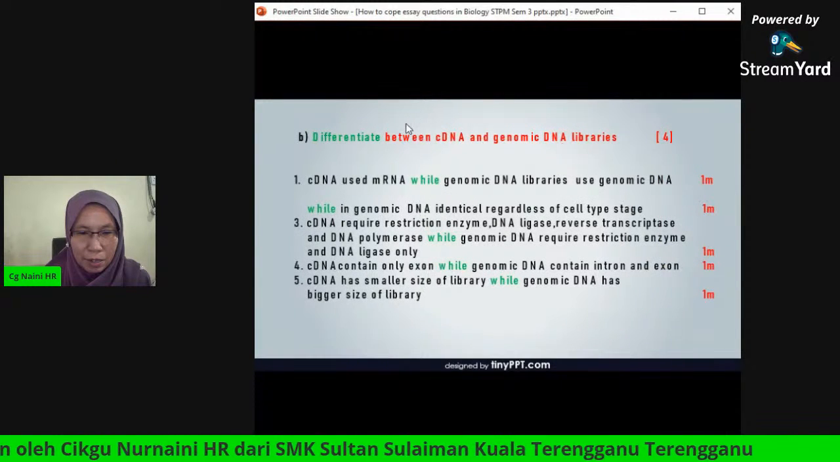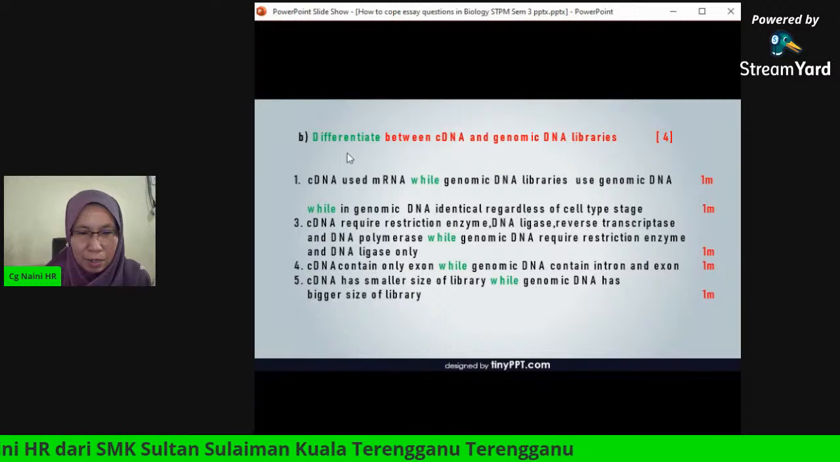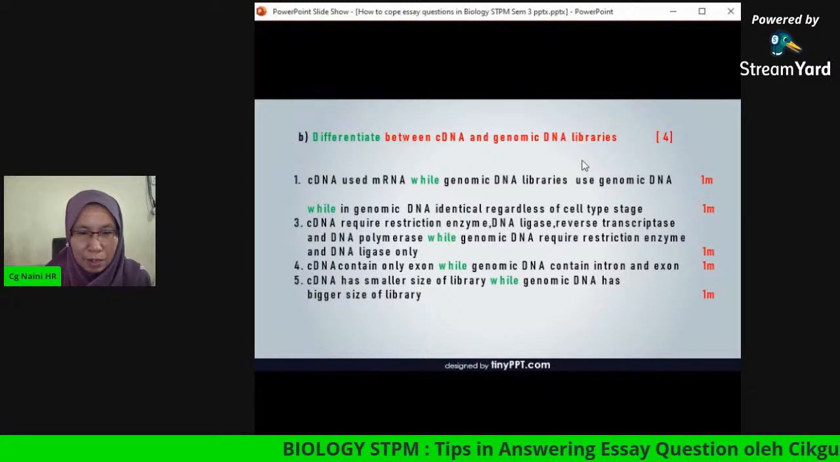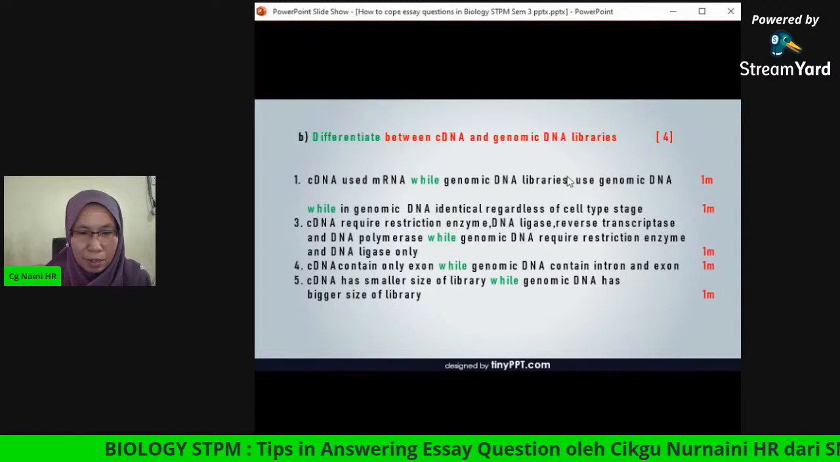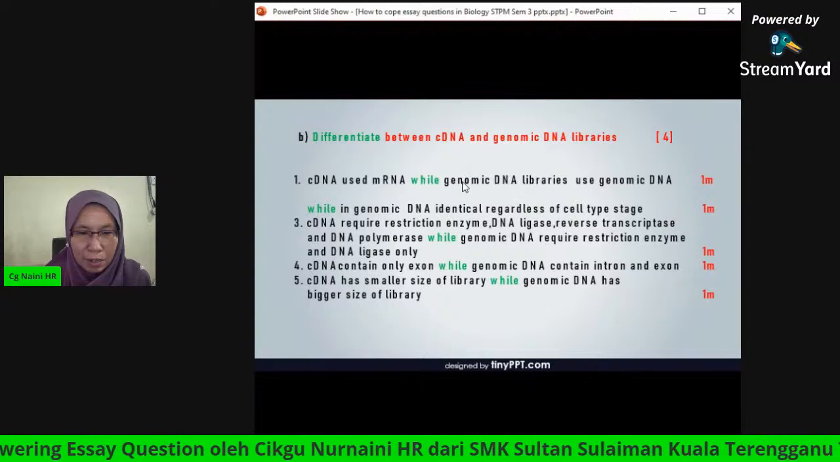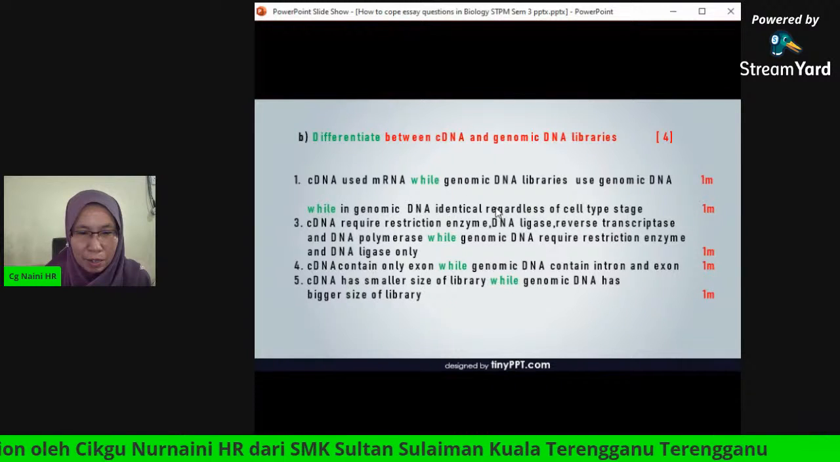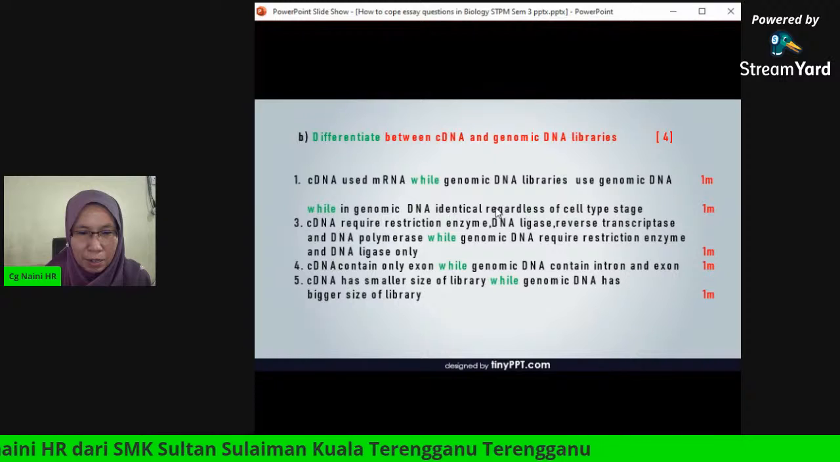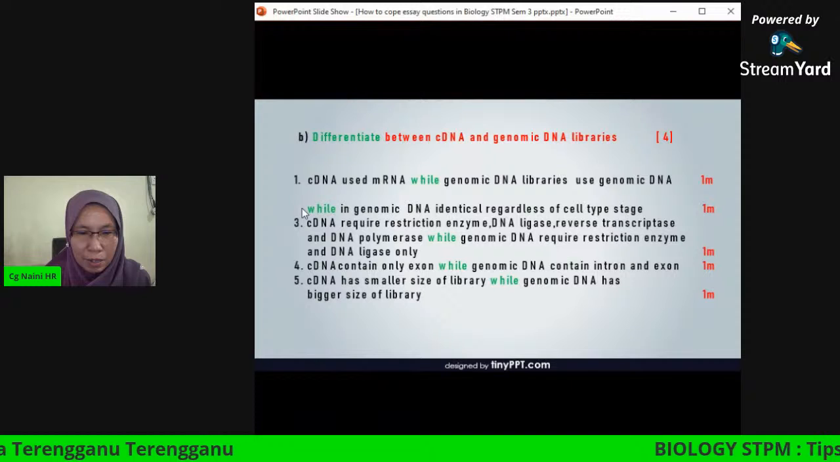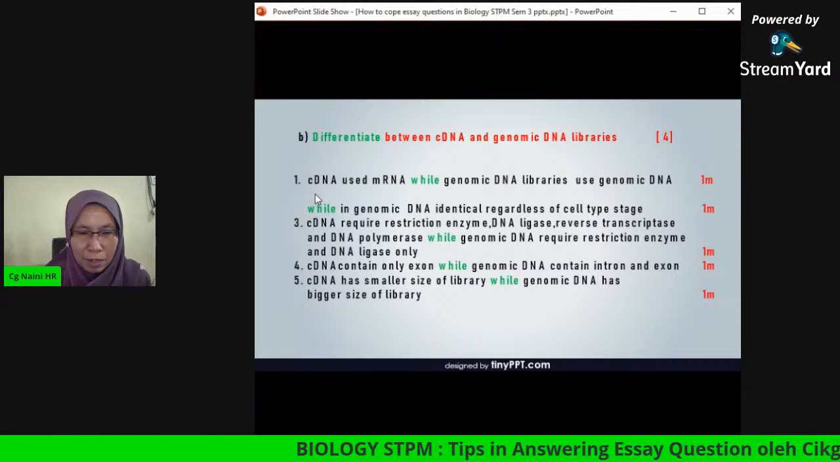If the question needs you to differentiate, that means to compare only the differences between cDNA and genomic DNA, like this. Remember, class, don't use the table form. You must write in essay form. It's better to give one difference idea at a time, but in essay type.